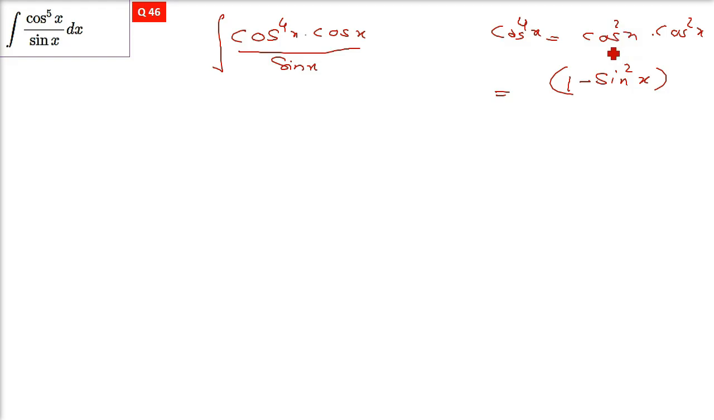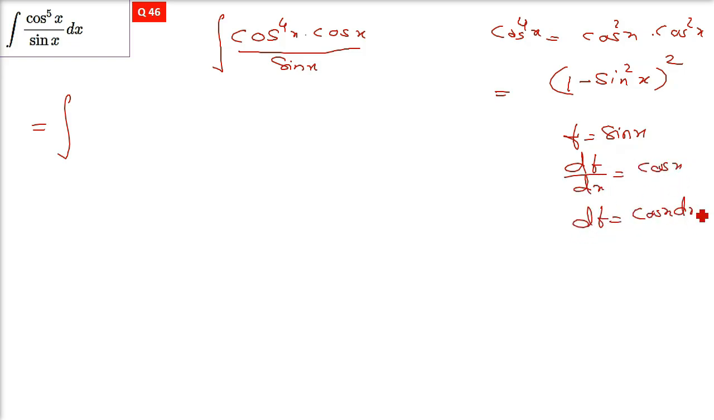So 1 minus sin square x into 1 minus sin square x, that is 1 minus sin square x whole square. So 1 minus t square whole square it will form. Now we have to open it. I'll show you just now. We'll do it separately, because I want to keep the things clean on the left. So when we take t equals sin x, dt by dx is going to be cos x, and dt will be equal to cos x dx. This whole is dt only.